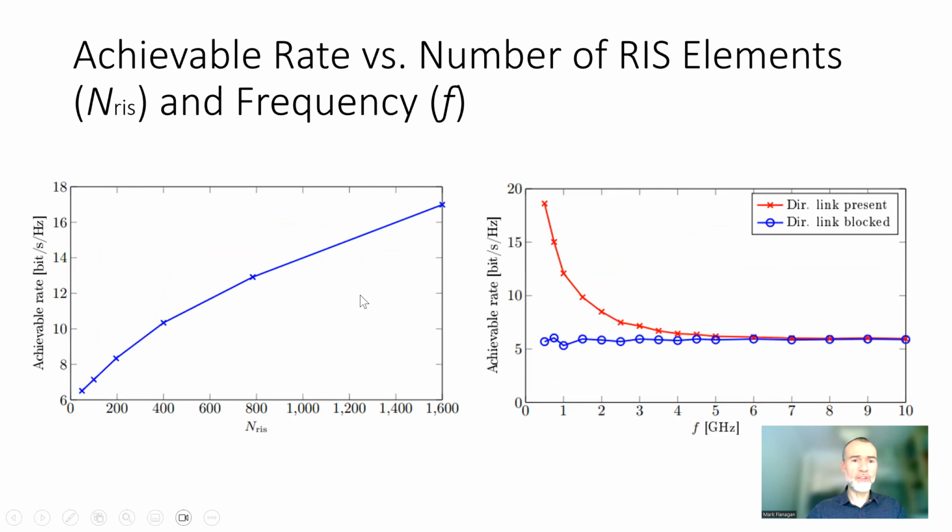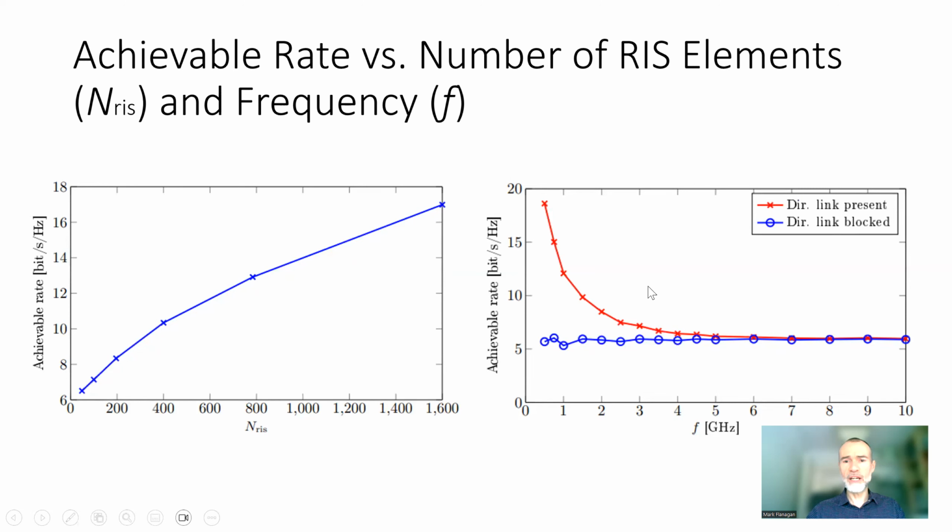Okay, some other experiments that are of interest here are when we increase the number of ORS elements. First of all, on the left, what I show is when we increase the number of ORS elements, we're keeping the frequency fixed, and therefore we're keeping half wavelength spacing between the ORS elements. So as the number of ORS elements increases, the physical size of the ORS is actually increasing. And in this case, the achievable rate tends to increase, and we get an approximately logarithmic increase, as we might expect.